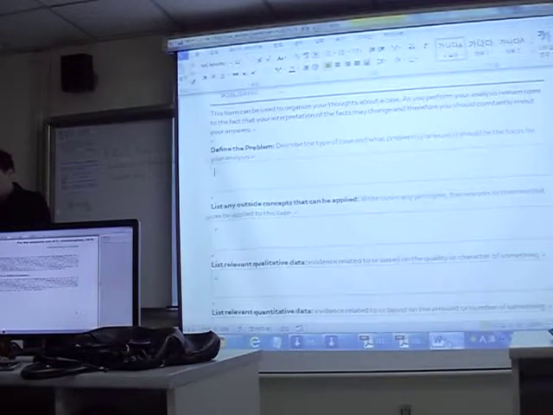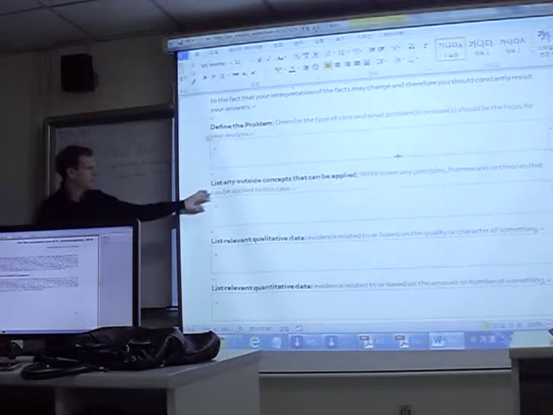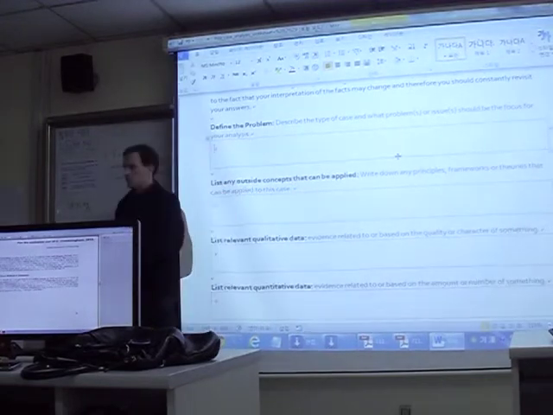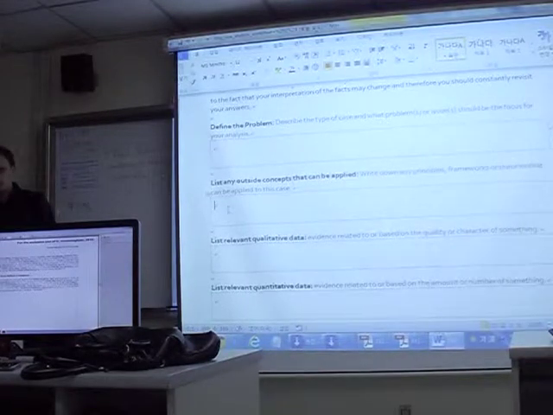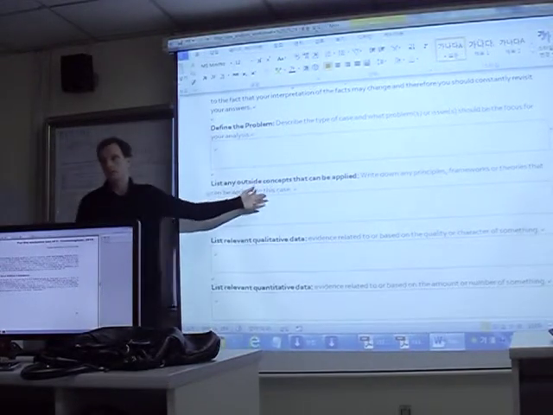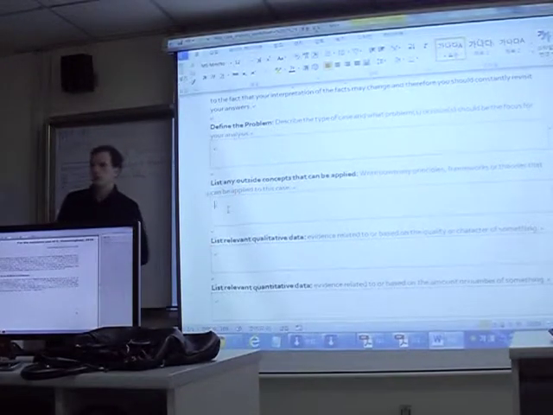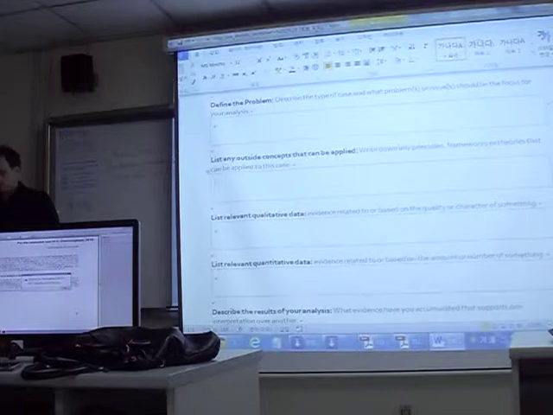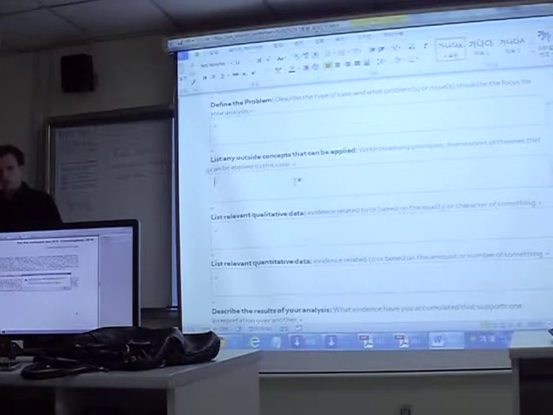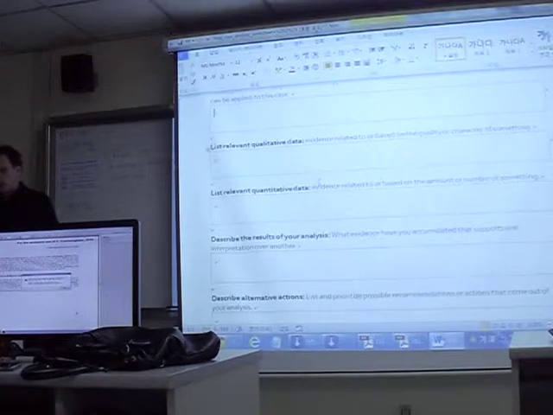So if we look at our analysis worksheet, we can skip the second box. It's maybe not so relevant in this case. List any outside concepts that will help us. But we could write here globalization, right? We already studied about globalization. So the globalization theory can help us to understand this customization against standardization. We studied about the emerging markets, right? Emerging markets getting more important, that could also be applied here. But we'll go on to the next part.